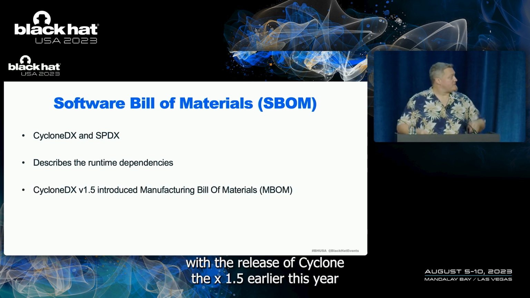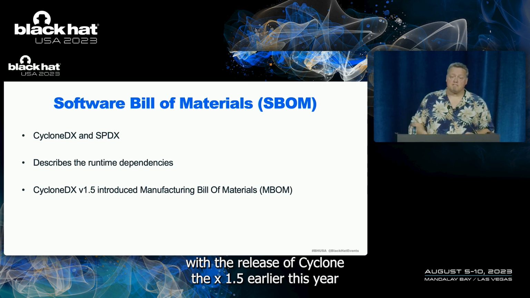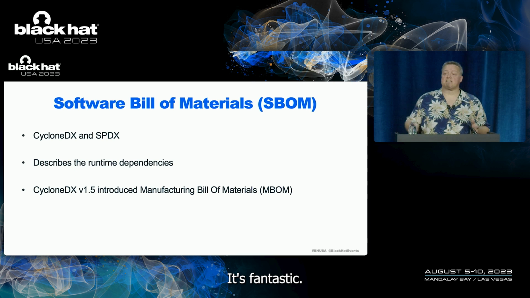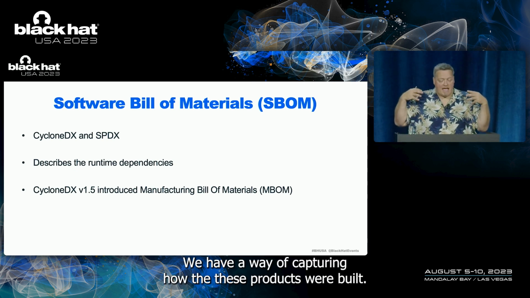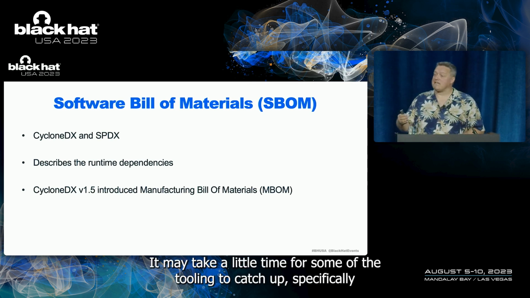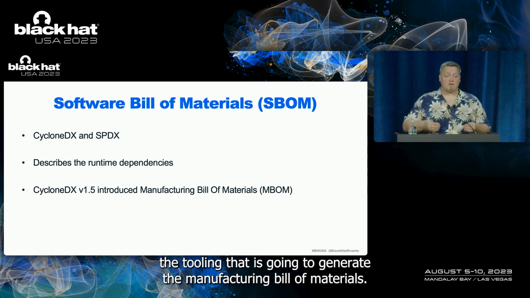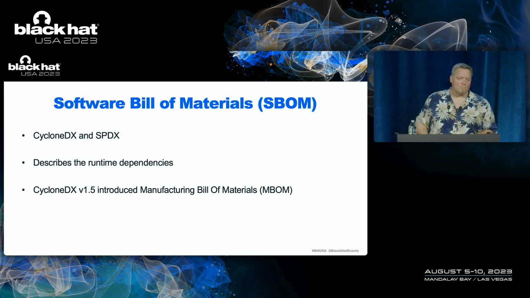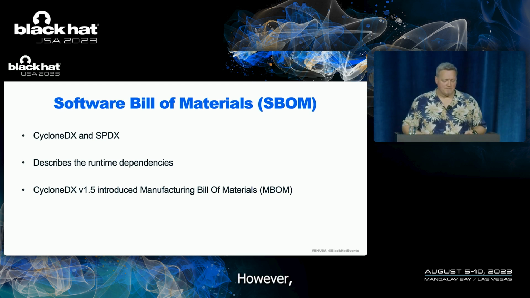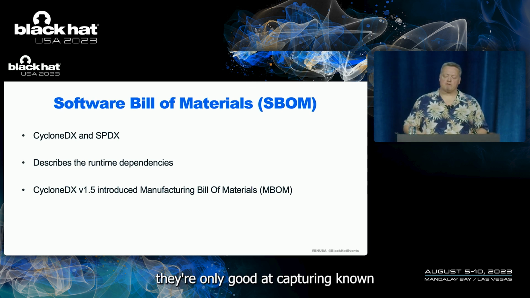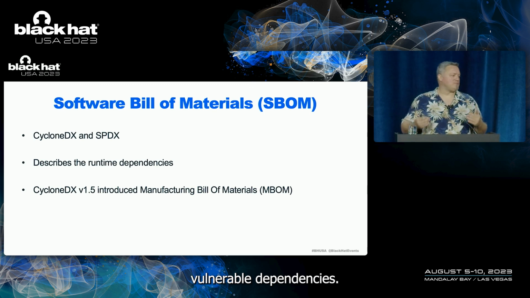team, with the release of CycloneDX 1.5 earlier this year, introduced the manufacturing bill of materials. It's fantastic. We have a way of capturing how these products were built. We have a way of recording this. It may take a little time for some of the tooling to catch up, specifically the tooling that is going to generate the manufacturing bill of materials, but we're on our way. However, SCA and SBOM, they're only good at capturing known vulnerable dependencies.